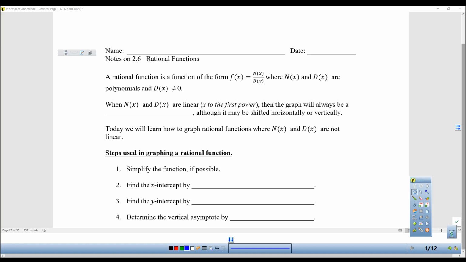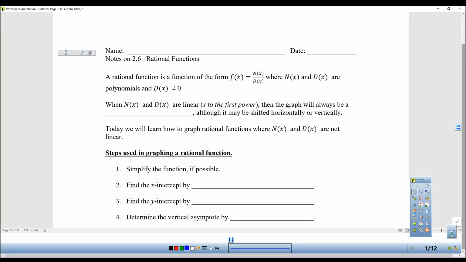Hello everyone, and welcome to Precalculus, section 2.6 on rational functions. A rational function is a function of the form f of x is equal to n of x, n standing for numerator, over d of x, d standing for denominator. And both the numerator and the denominator are their own polynomials, where the denominator is not equal to 0.